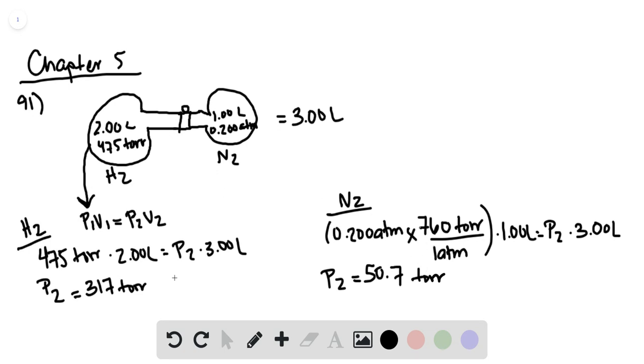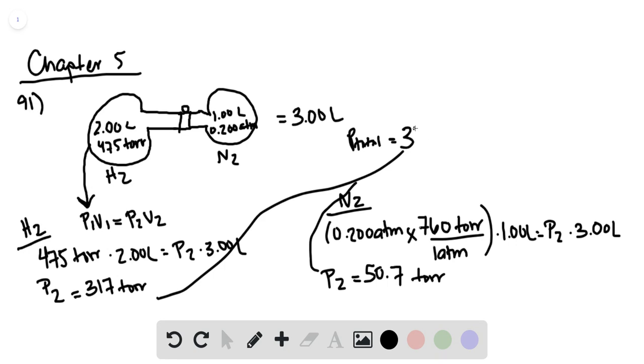And then if we add these two together, that gives us a total pressure of 368 torr for this system.